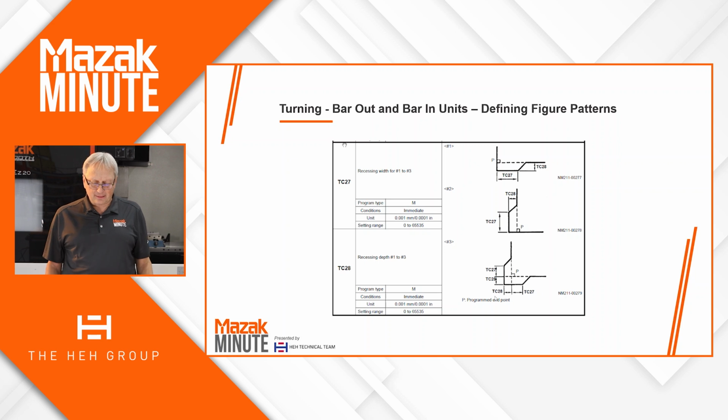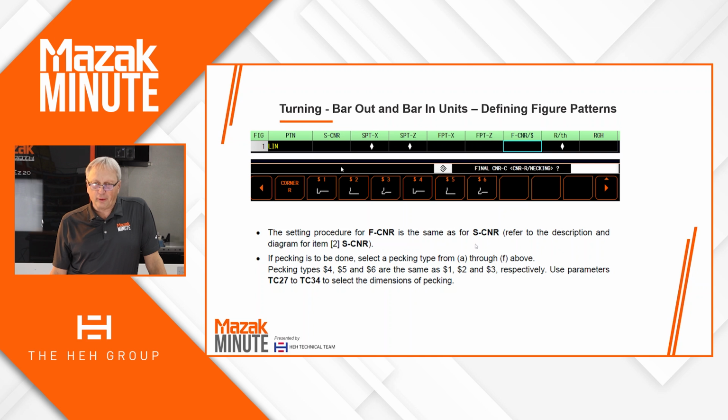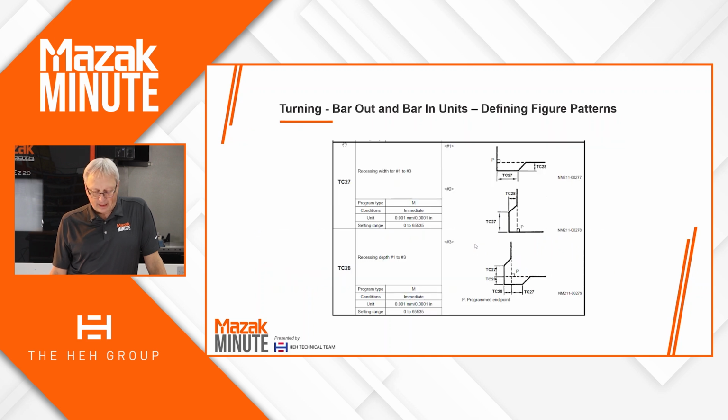As I said, number 4 is the same as number 1, and it will look just like this picture right here, but it will now have TC29 being the width and TC30 being the depth. But if you get a chance, take a look at your parameter books. Look at TC 27 through 34. Get a good understanding of it.